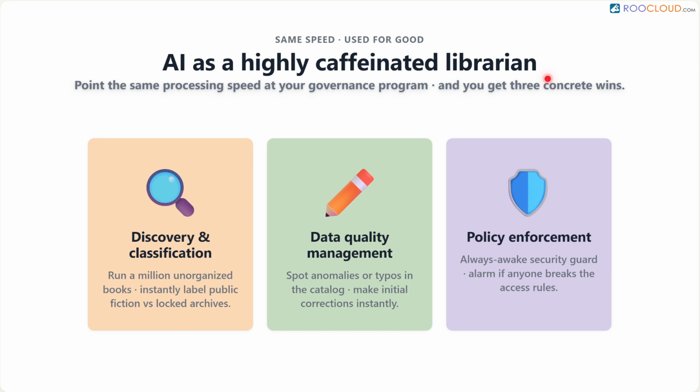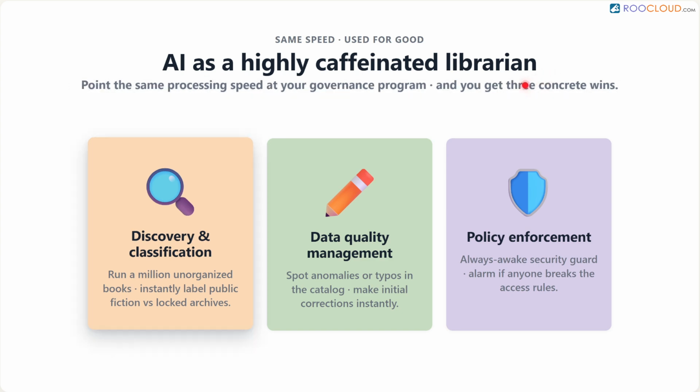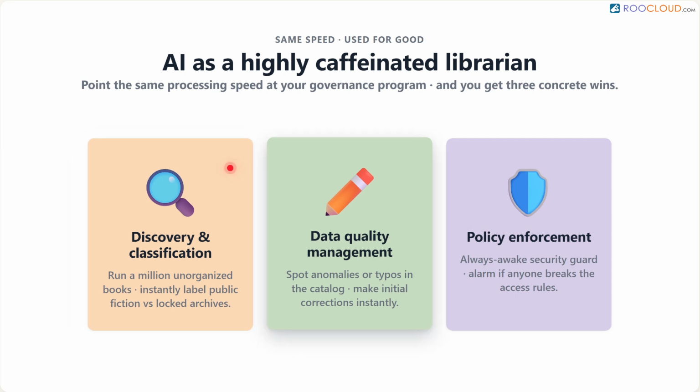programs. Think of an artificial intelligence tool as a highly caffeinated librarian. First, it can handle automated data discovery and classification. The librarian can run through 1 million unorganized books and instantly label which ones are public fiction and which ones are locked historical archives. Second, it provides data quality management.